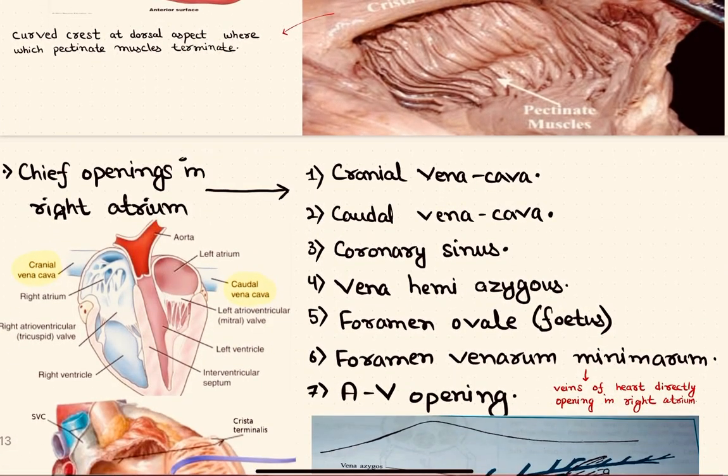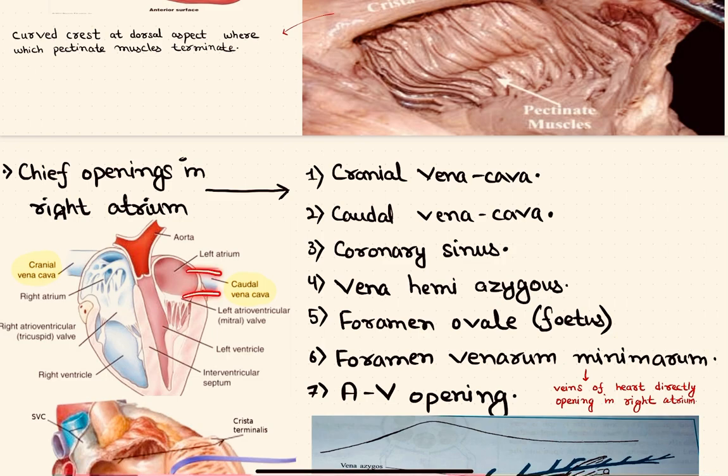Now there is a very important thing which generally comes in the exams. What are the chief openings in the right atrium? The chief openings in the right atrium are, first, the cranial vena cava. Where is this cranial vena cava? Cranial vena cava is this. In this diagram you can see it, and it opens into the right atrium at the level of the fourth thoracic rib. Sorry, fourth thoracic rib, not vertebra. The cranial vena cava opens in the right atrium at the fourth rib.